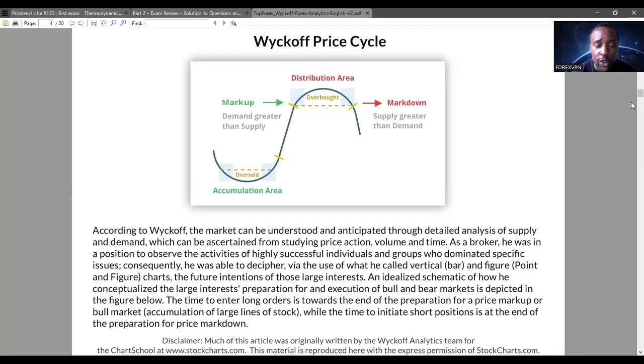We want to quickly look at this material together and break it down for you. We'll look at it in 15-20 minutes and see what we can achieve in this short time frame so that we can become better traders. You can see, according to Wyckoff, the markets can be understood and anticipated through detailed analysis of supply and demand zones, which are certain from studying price action, volume, and time.